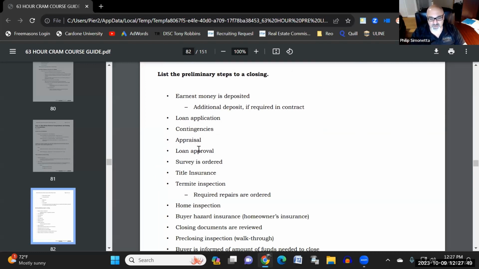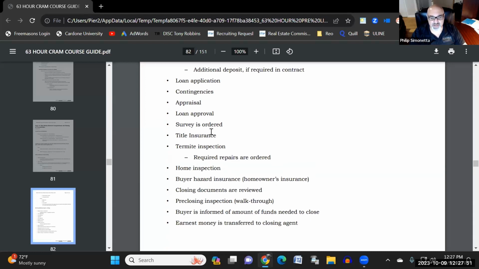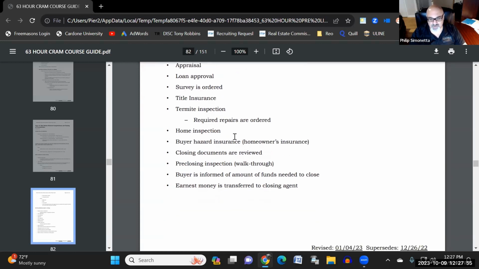Appraisals done by the bank, the loan gets approved. Survey and title is ordered. You have the inspections done. Any required repairs you get done. They do a home inspection. The buyer gets hazard insurance. The homeowner's insurance is put in place and bound.